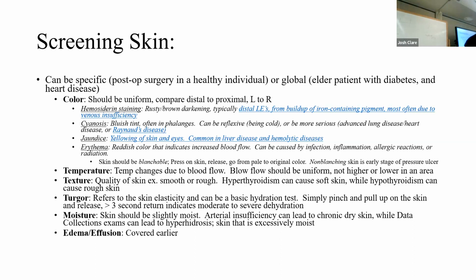So yes. While data collections, that's what we do with all of our tests. Data collect. We're collecting the data. So data collections and exams that go with it can lead to hyperhidrosis, skin that's excessively moist. And then edema and effusion. We didn't cover earlier. A few different ways to measure edema. We'll talk more later about that, but with everything we do, we'd like to measure. There's different ways we can measure: tape measures, dunking in water, looking at water displacement. We will cover that later.